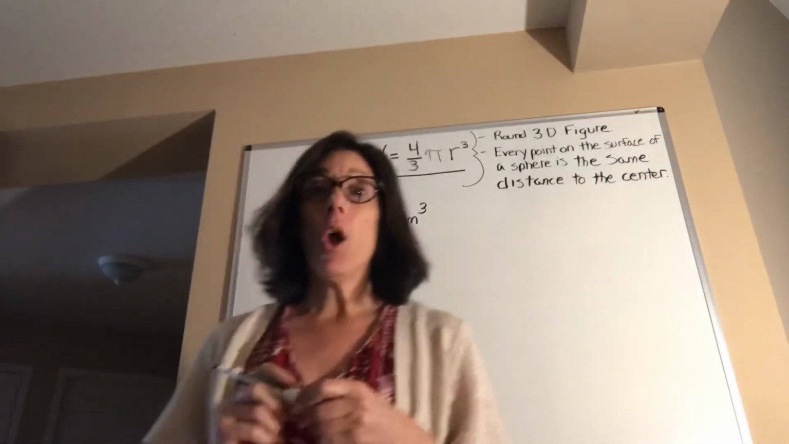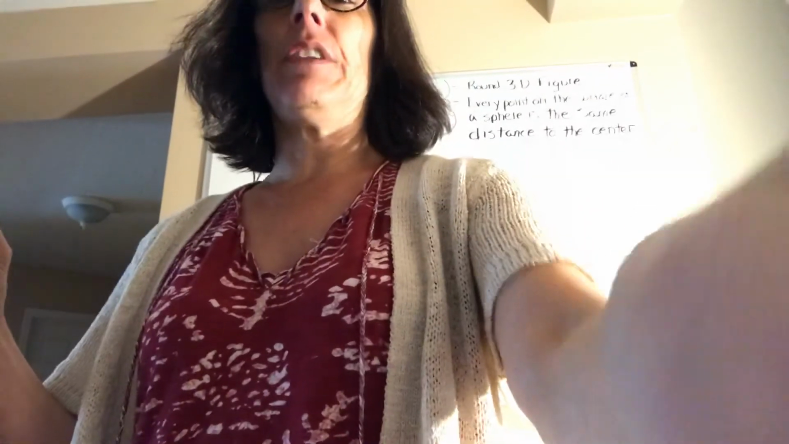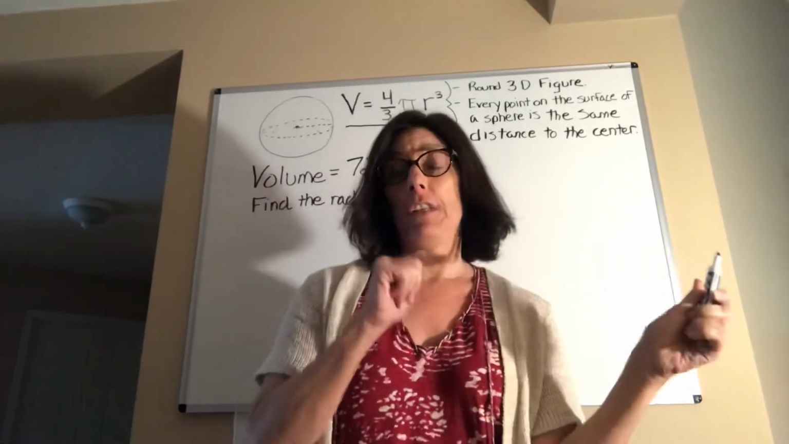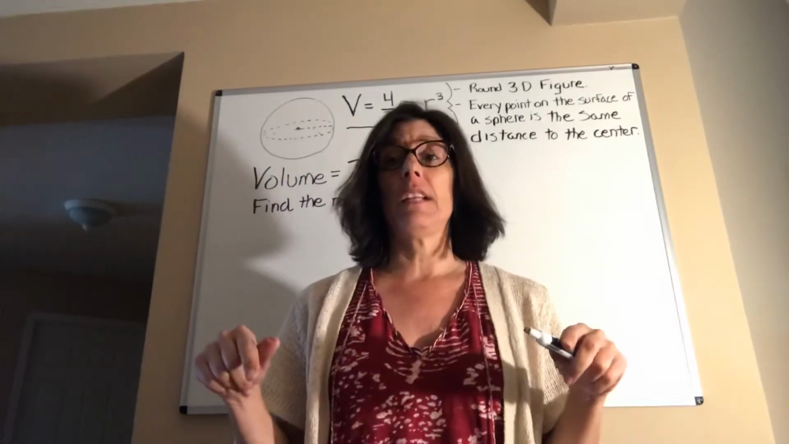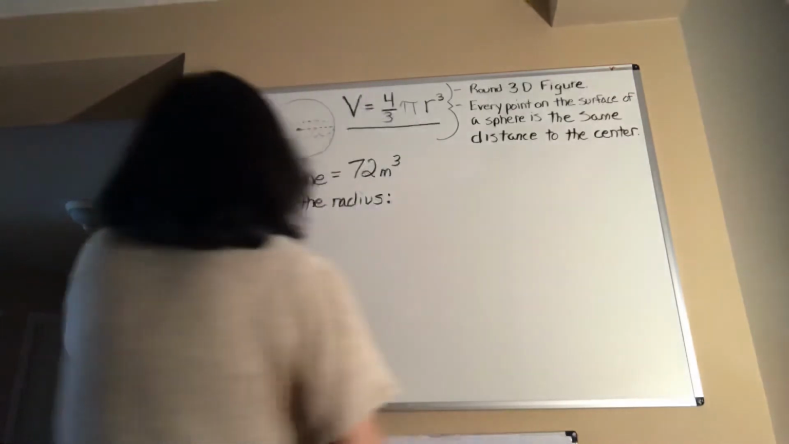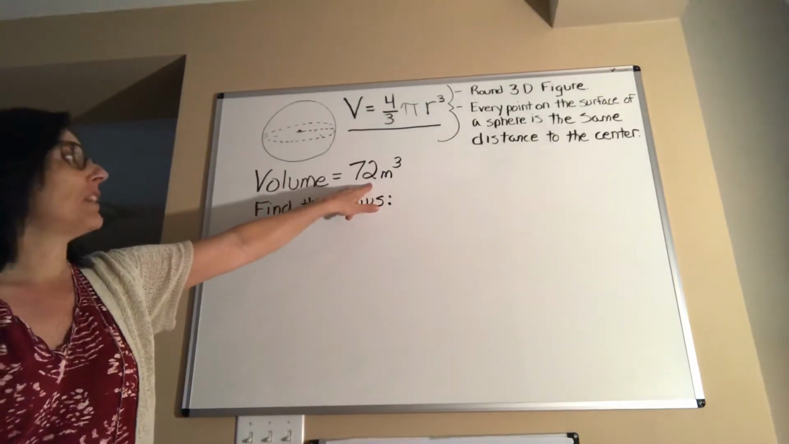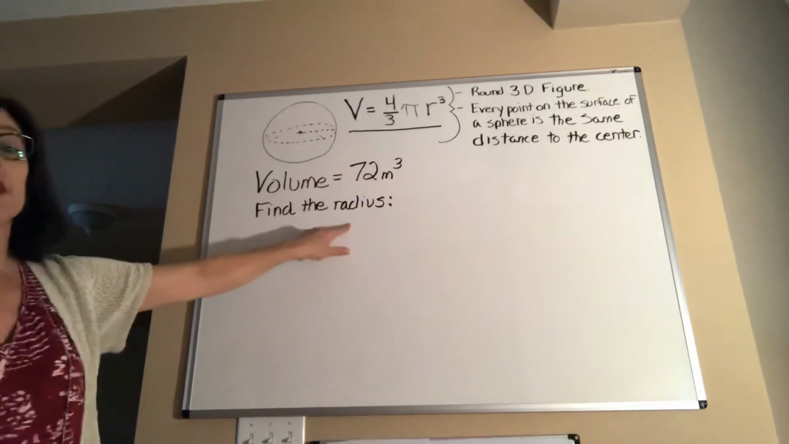Hi guys, one more thing, missing figures. You realize that when you did your IXL last week, they were giving you volume and wanting you to solve for radius. We're going to do the same thing here with spheres. We're taking a sphere that has a volume. They're giving us the volume of 72 meters cubed, and they want you to find the radius.